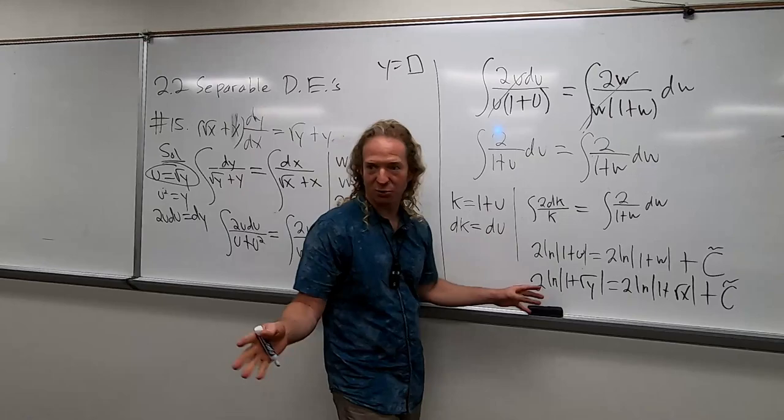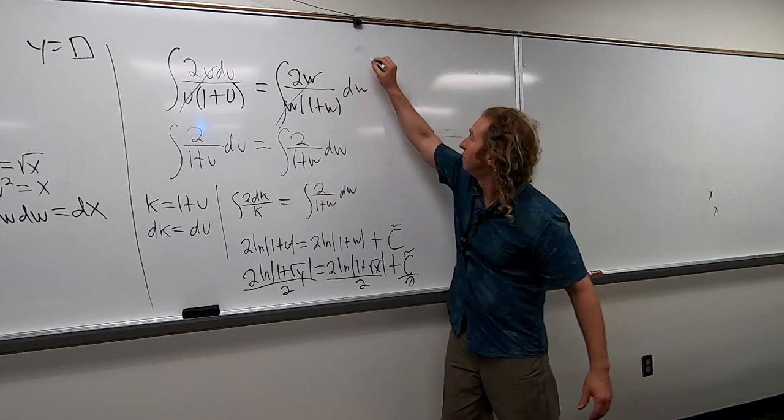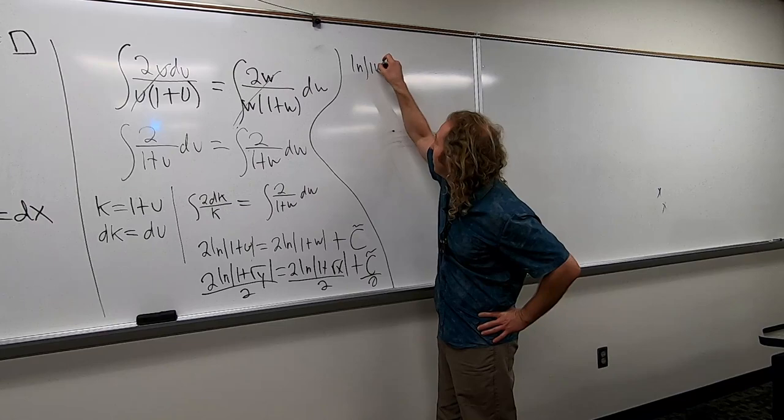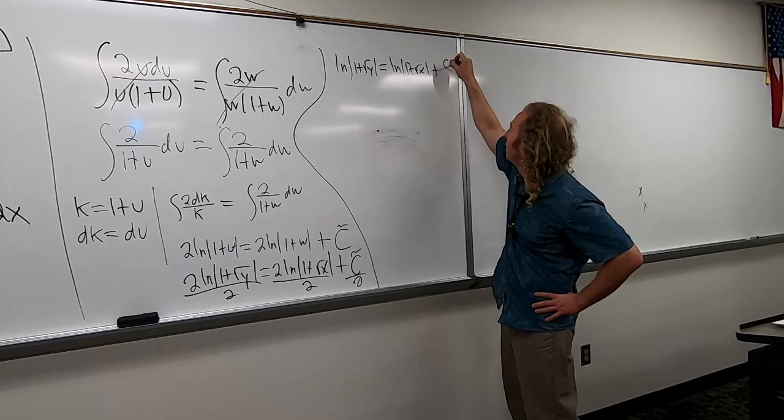That's smart, Kyle. I guess we have to solve for y, so I'll start by dividing everything by 2, okay? So divide by 2, divide by 2, divide by 2, and I use this board here. So we have ln, absolute value, 1 plus square root of y equals ln, absolute value, 1 plus square root of x, which is a little bit taller, plus c tilde over 2.